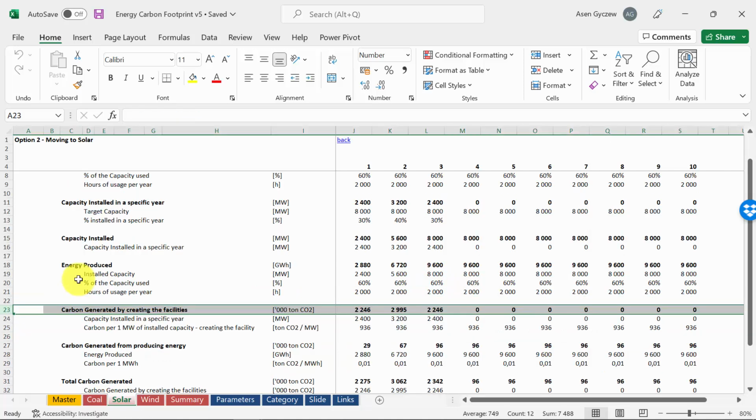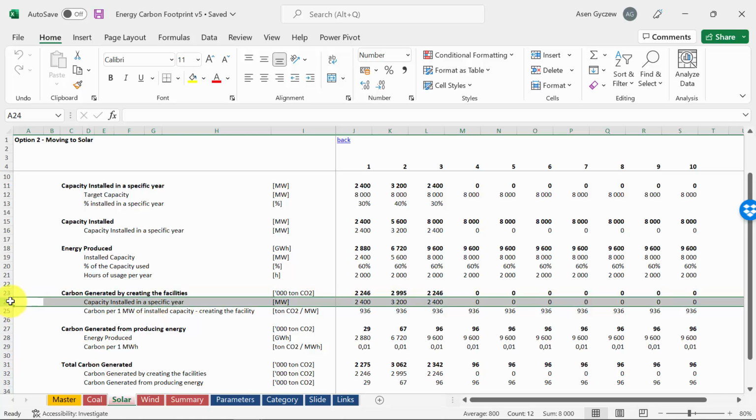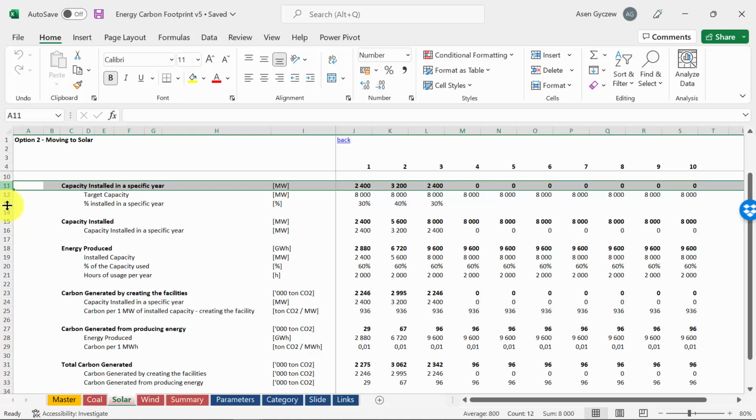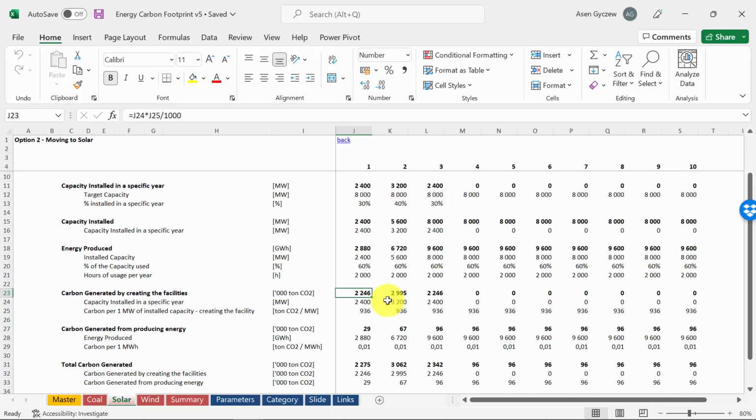Now, in row 23, we estimate the carbon generated while building the solar farms. This will depend on the capacity installed in a specific year, which we get from row 11, and then the carbon per 1 megawatt of installed capacity, which is 936 tons of CO2 per megawatt. So this means that in the first year, we will generate 2.2 million tons of CO2, then almost 3 million, and then again 2.2 million in year 3.